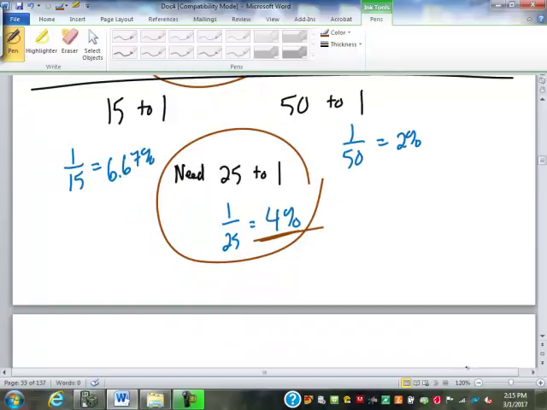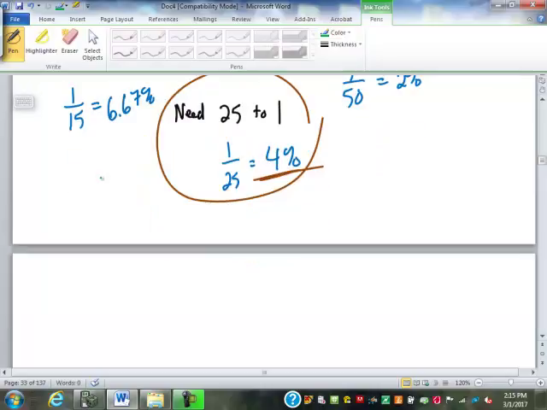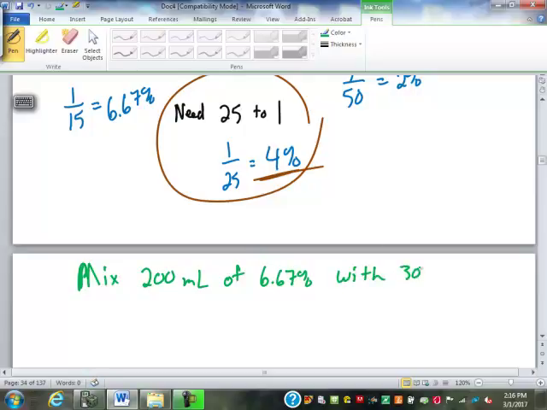Well, I'm going to do some blind mixing here first just to show you how this works. So let's say we are going to blind mix 200 milliliters. Now you could use fluid ounces, you could use whatever measuring unit you're using. I'm using milliliters just because it's handy to use. 200 milliliters of the 6.67%, that's the 15 to 1, with 300 milliliters of the 2%. Let's see what we end up with.